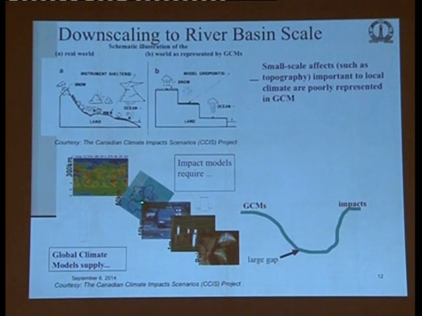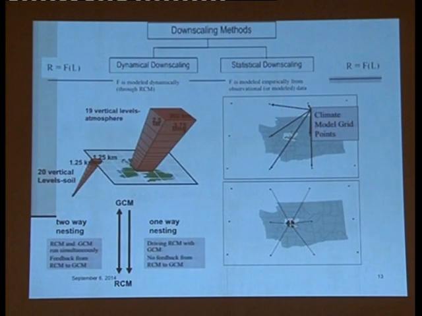But what we require for hydrology is a 50 kilometer resolution, or for urban hydrology 10 kilometers or even finer. So we have GCMs working at a very coarse spatial resolution, and impact models which require information at a very fine spatial resolution. So we try to bridge this large gap using what is known as downscaling. To do the downscaling, we use dynamical downscaling or statistical downscaling.